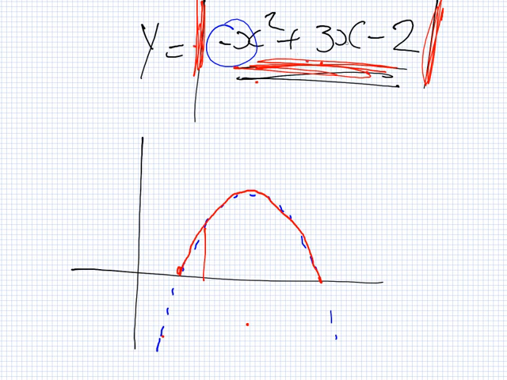So for example, when the x is 0, what do I get on the inside? Minus 2, which is down here, isn't it? But what's the absolute of minus 2? 2. So for this region, and this region only, the graph gets flipped up. So only the negative pieces are reflected upwards. The positive part remains unchanged.